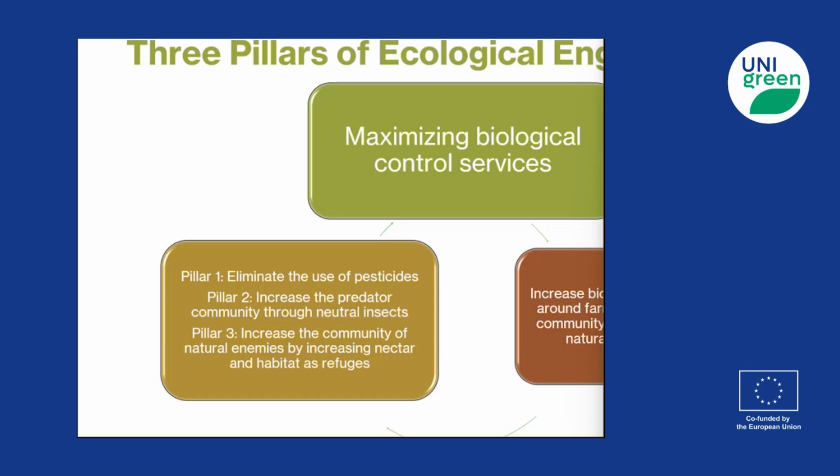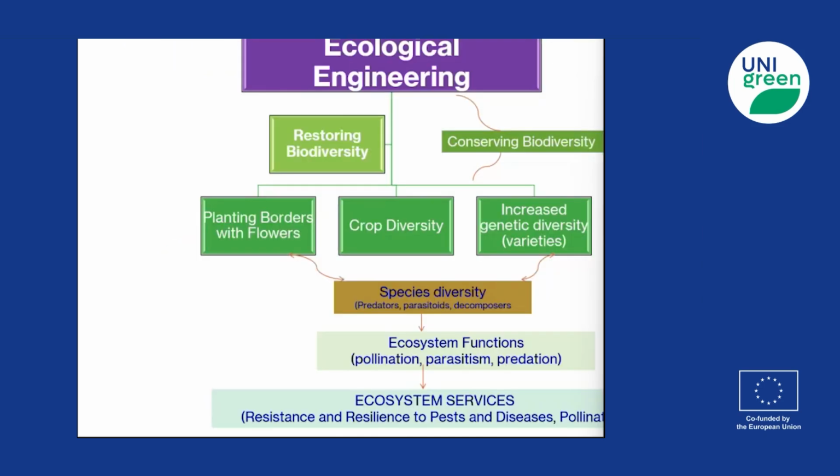And the other thing is to increase the community of natural enemies with a habitat for them, because they need to hide in the summer, they don't want to be in the field. They want to hide under the tree, or in the bushes, or in the weeds. So we need to create these conditions for them. And also, another important aspect is to increase the diversity in the surrounding, the farm, the landscape. This is what I call ecological engineering.